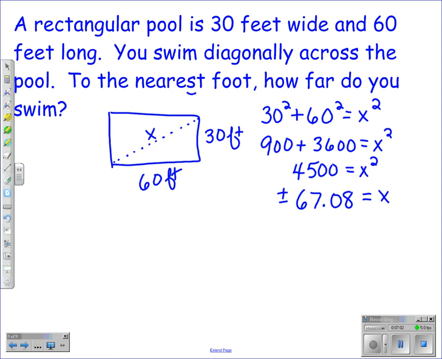But it wants it to the nearest foot, so I round that off and have just 67 feet. Again, I'm only taking the positive answer, and this one wanted it to the nearest foot. So we have 67 feet you would have swum diagonally across that pool.